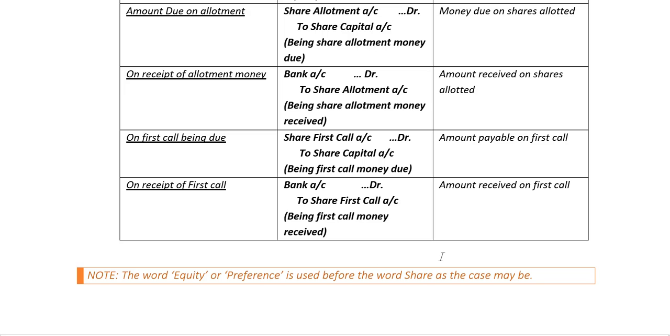So now that we've learnt the journal entries for issue of shares at par, both when the amount is payable in lump sum as well as the amount payable in installments, in the upcoming video, we will solve example sums to demonstrate this concept better.